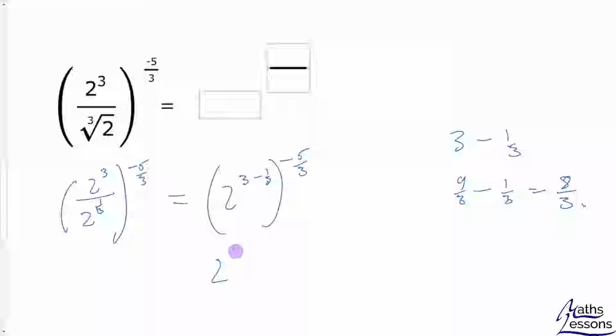So we've got 2 to the 8/3 to the minus 5 over 3. And that's going to equal, times these together, 8 times minus 5 is minus 40, because we're multiplying these indices. 3 times 3 is 9. So we get 2 to the power of minus 40 over 9.